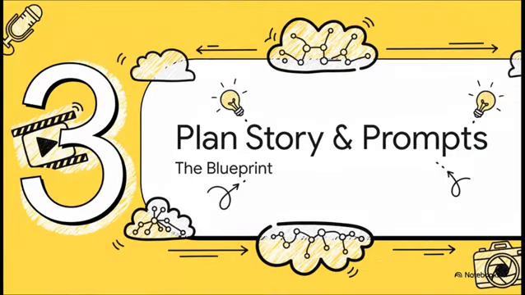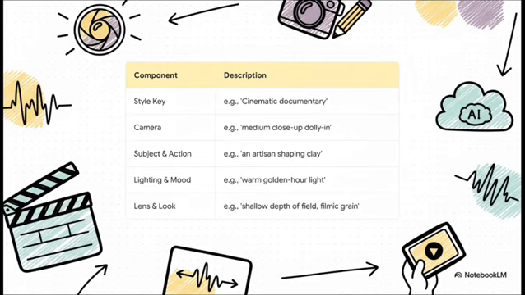Now we get to plan your story and prompts. This is the blueprint for your video. Honestly, this is where the magic happens. This is the fun part, where you get to be the director and tell the AI exactly what you want. So a really great prompt isn't just one sentence. It's made up of these different components, these building blocks. You've got your style key, like cinematic documentary. You've got your camera instructions, like medium close-up dolly in. Then you describe the subject and action, the lighting and mood, and even the lens and look. You're not just asking for a picture, you're directing a scene. That's what gives you all this amazing creative control.